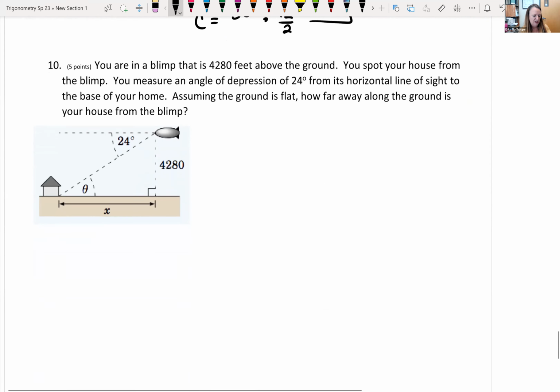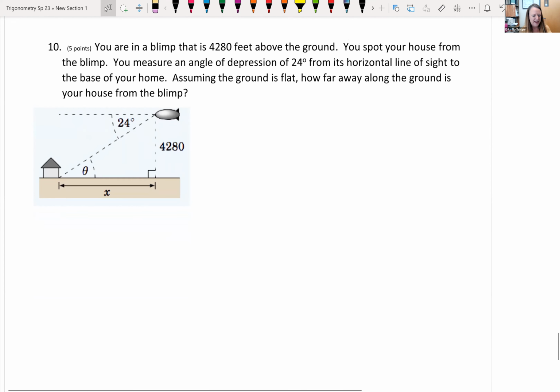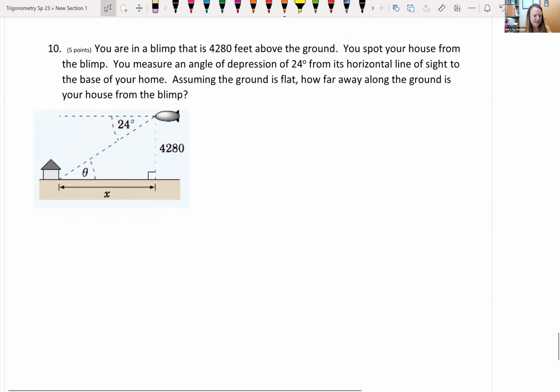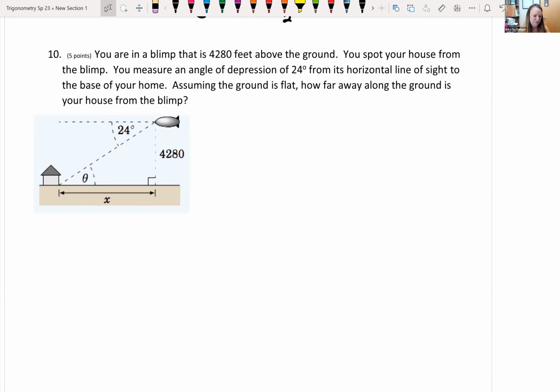Last problem. You're in a blimp that is 4,280 feet above the ground. You spot your house from the blimp. You measure the angle of depression of 24 degrees from its horizontal line of sight to the base of the home. Assume that the ground is flat. How far away along the ground is the house?